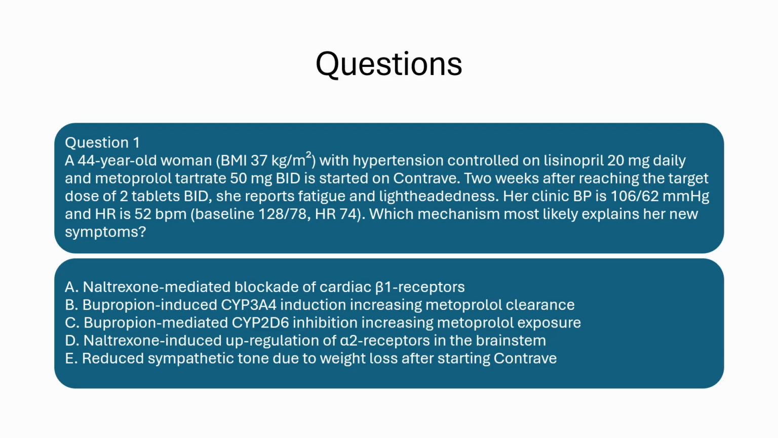A 44-year-old woman with a BMI of 37 with hypertension controlled on lisinopril 20 mg daily and metoprolol tartrate 50 mg twice a day is started on Contrave. 2 weeks after reaching the target dose of 2 tablets by mouth twice a day, she reports fatigue and lightheadedness. Her clinic blood pressure is 106/62 and her heart rate is 52. Her baseline is normally 128/78 and her heart rate 74. Which mechanism most likely explains her new symptoms? The answer is Charlie, C.